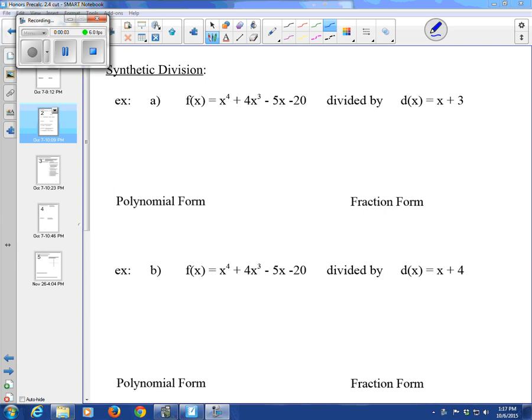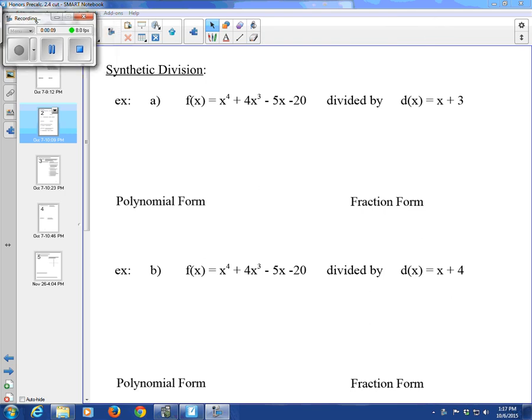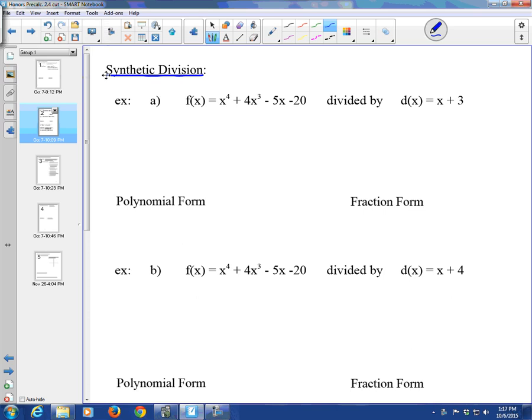All right, guys, so this is our second Flip the Classroom lesson. It's going to be on synthetic division. We're going to say synthetic division is a kind of polynomial long division we can do when we are dividing a polynomial by a linear factor. So our divisor is a linear factor, and our divisor isn't just any linear factor.